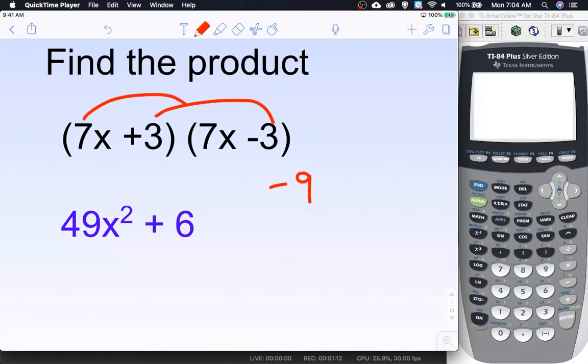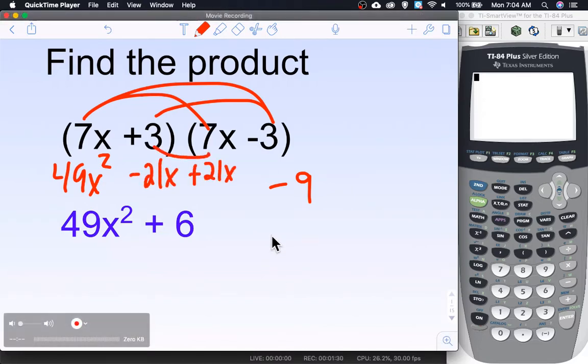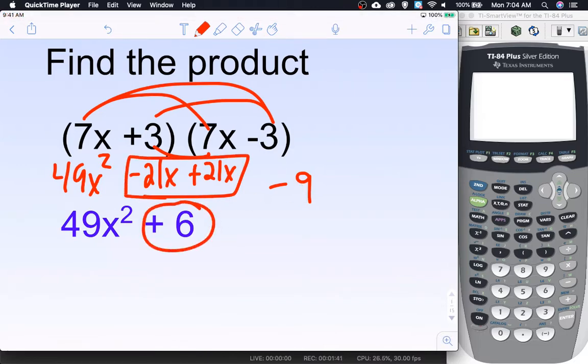So if we multiplied 7x times 7x, that's 49x squared. That looked okay. And it looked like this might be one of those sum and difference patterns where the middle term cancels. So that would give us -21x, positive 21x, but again, 3 times -3 should be a -9. So when these middle terms cancel out, this one right here is the problem. It should be a -9, not a +6.